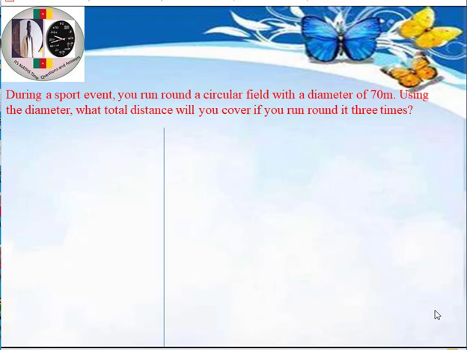Today's question, we are going to look at the application of the circumference of a circle. And today's question says that during a sport event, you run round a circular field with a diameter of 70 meters. Using the diameter, what total distance will you cover if you run round it 3 times? So if you run around the field 3 times, what total distance are we going to cover?